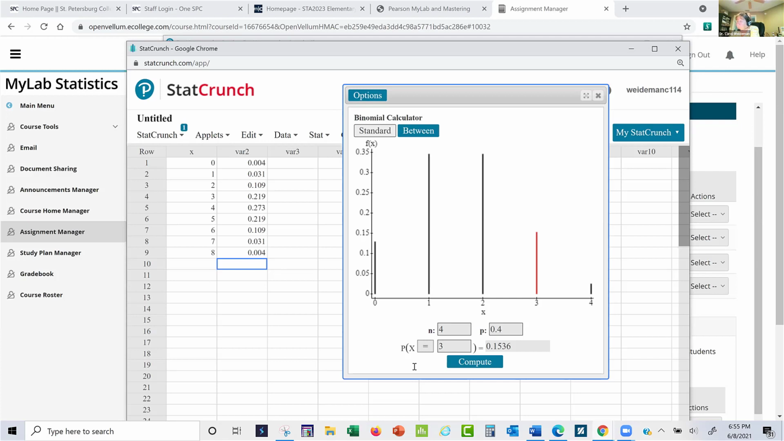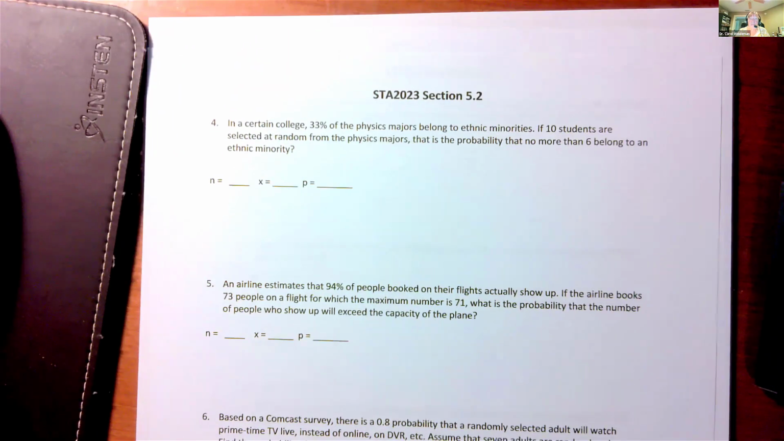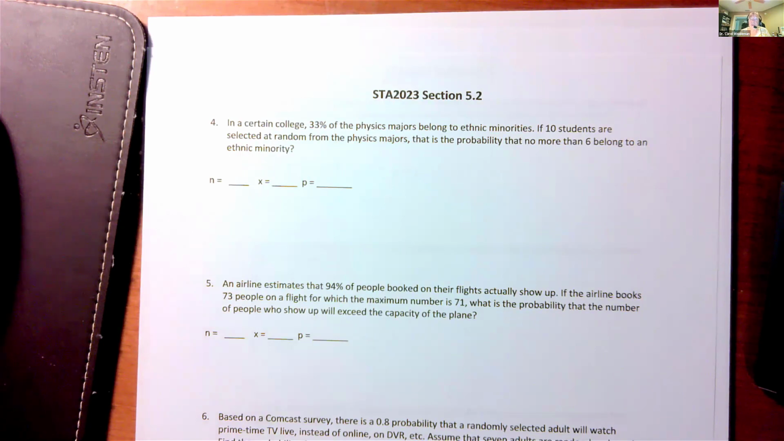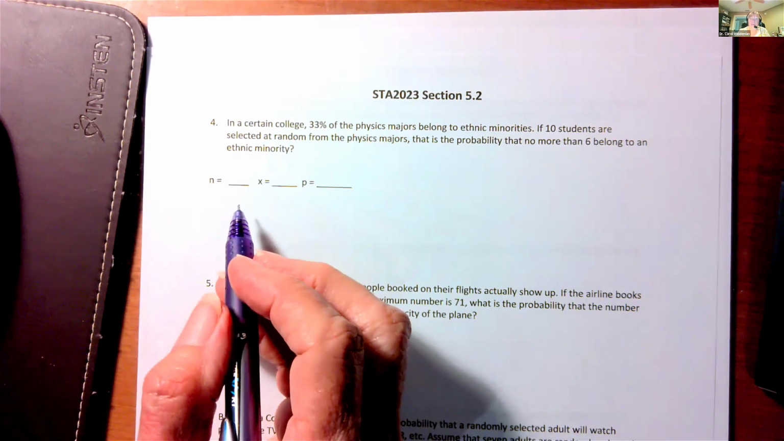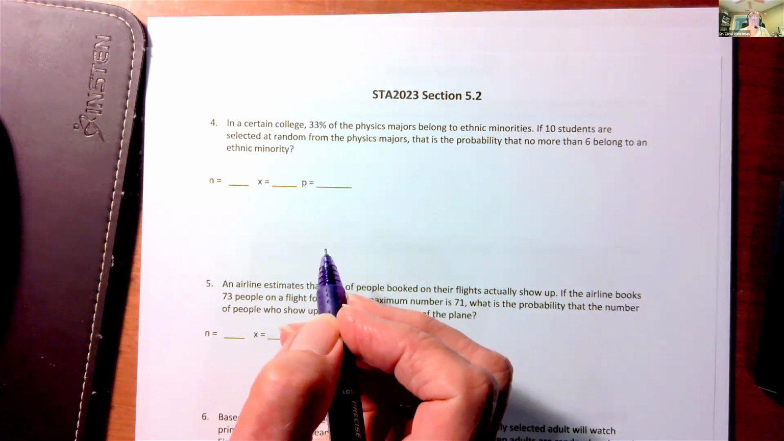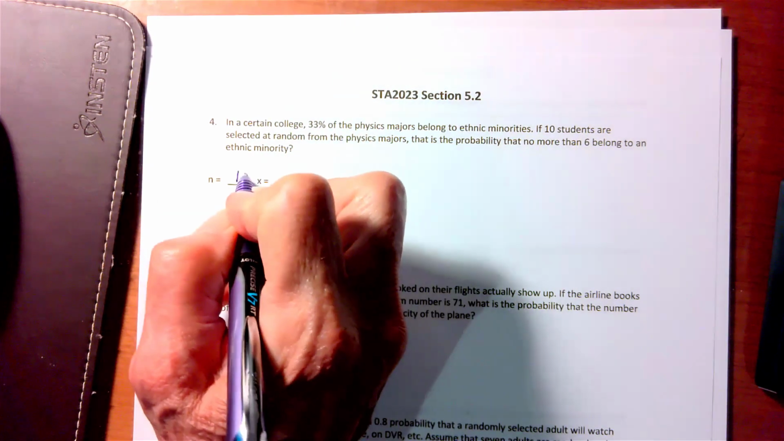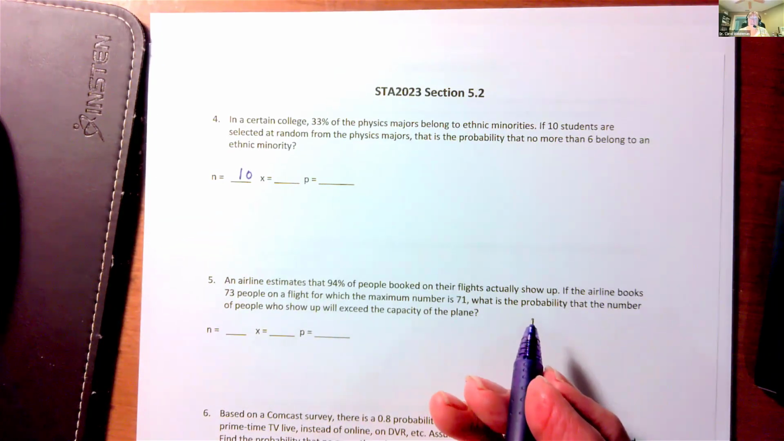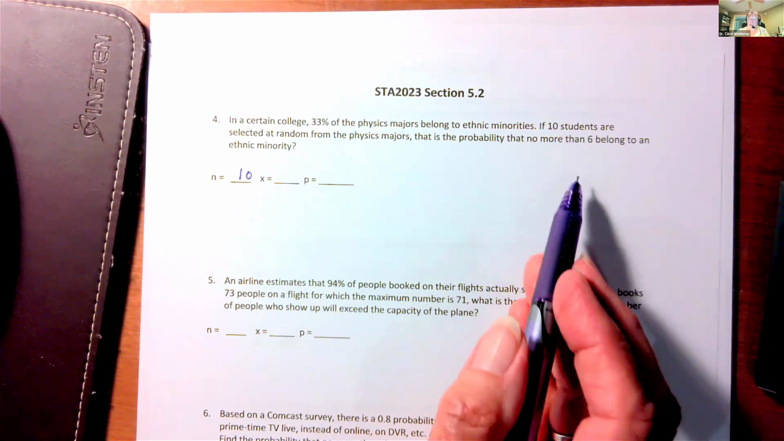Okay, let's flip over and do another one. Let me go back over to the screen. In a certain college, 33% of physics majors belong to ethnic minorities. If 10 students are selected at random from the physics majors, what is the probability that no more than 6 belong to an ethnic minority? What's my n this time? How many students am I picking? 10. Now, what's the x value that I'm interested in? How many successes? It's 6, right?